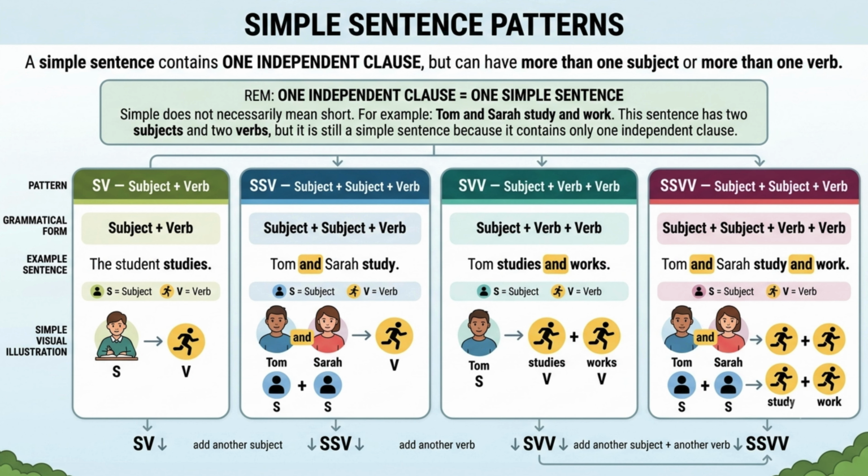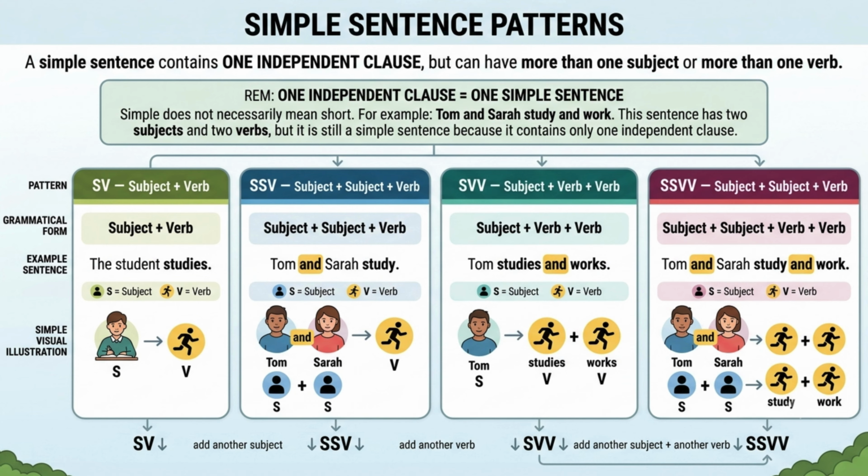Exactly. A long sentence can still be simple as long as it stays as one independent clause. We're going to look at 4 patterns to see how this works, starting with the most basic one, which is just a single subject and a single verb. If I say the student studies, can you identify which word is the subject and which is the action?